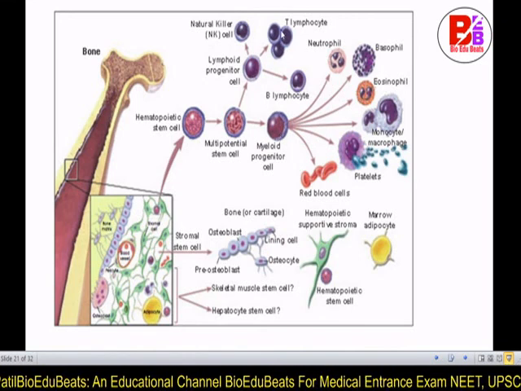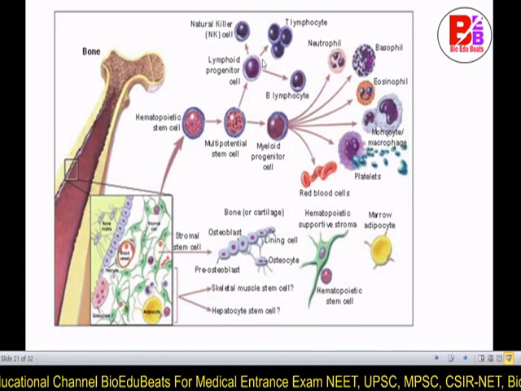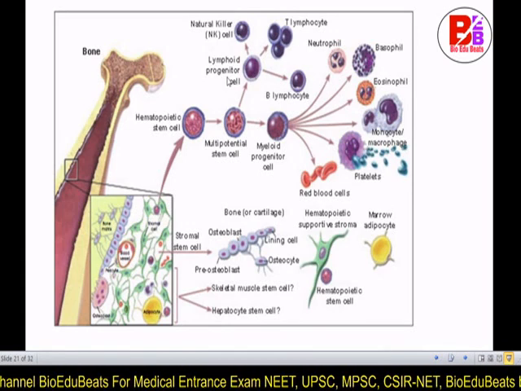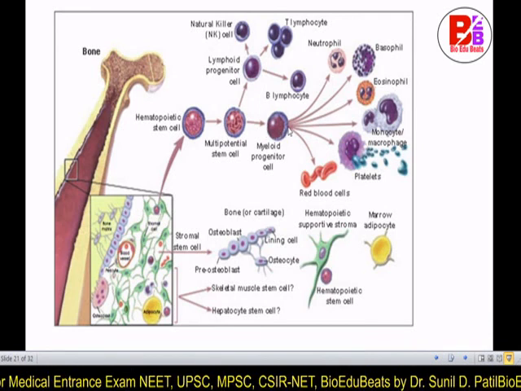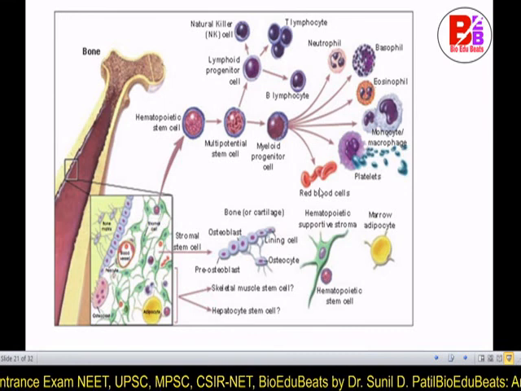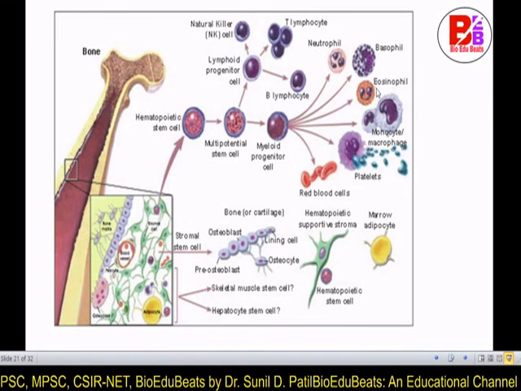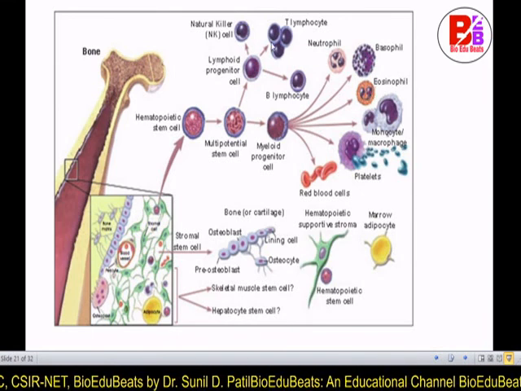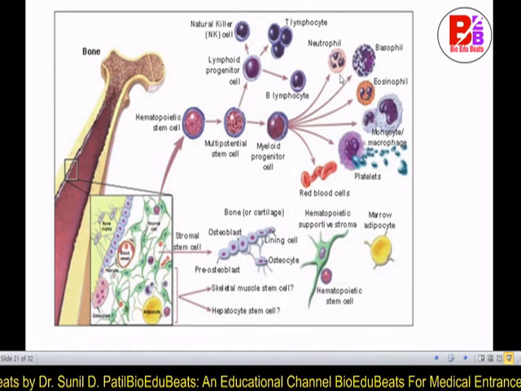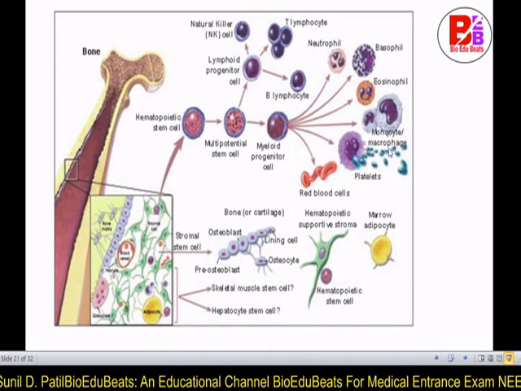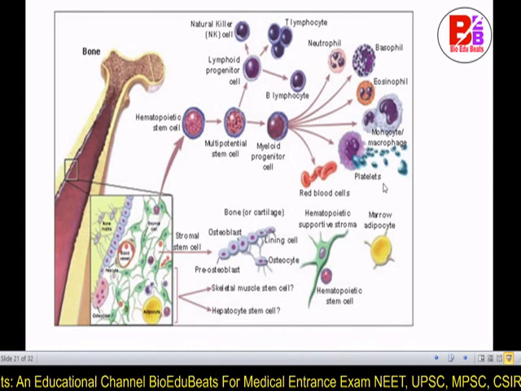The lymphoid progenitor cell forms T lymphocytes and B lymphocytes as well as natural killer cells. The other cell, the myeloid progenitor cell, forms RBCs, red blood cells, which we have already seen. They also form the neutrophil, basophil and eosinophil, which are the granulocytes. T and B lymphocytes are formed by the lymphoid progenitor cell. Other cells, the macrophages, platelets and monocytes, are formed here.